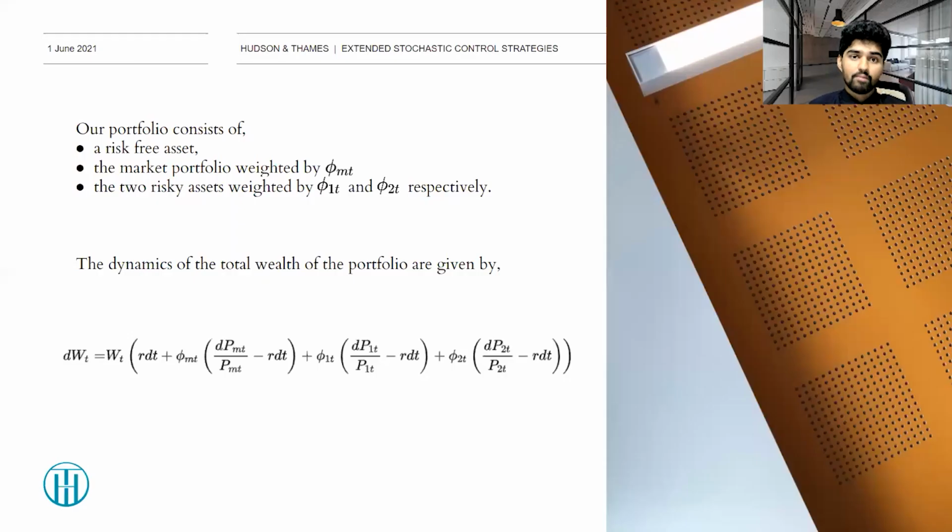Firstly, we assume that our portfolio consists of a risk-free asset, a market portfolio weighted by phi MT, and two risky assets weighted by phi 1T and phi 2T respectively. The dynamics of the total wealth of our portfolio, that is how our wealth process moves through time, is denoted by this particular equation given here. Here W of t is the wealth of the portfolio at time t, and phi 1T, phi 2T, and phi MT are related to the market asset and the first and second risky assets in our portfolio.